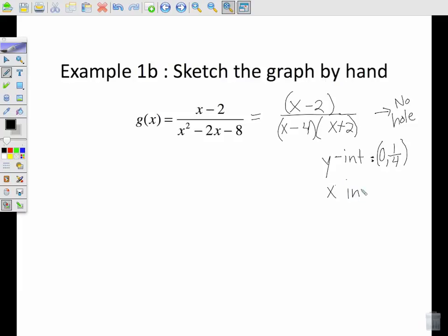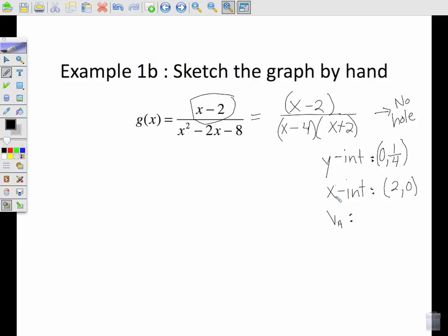All right, next would be my x-intercept. And my x-intercept, I'm going to set my numerator equal to 0 here. So if this is equal to 0, you get x equals 2, so 2, 0.